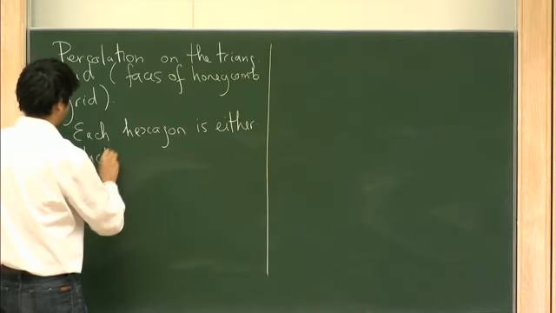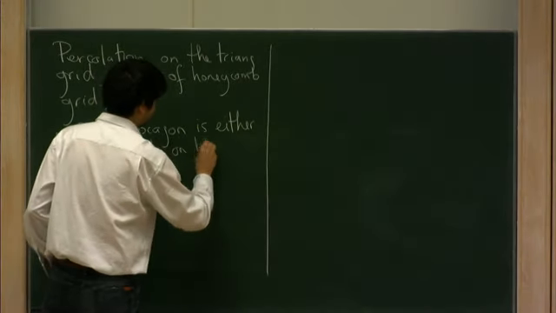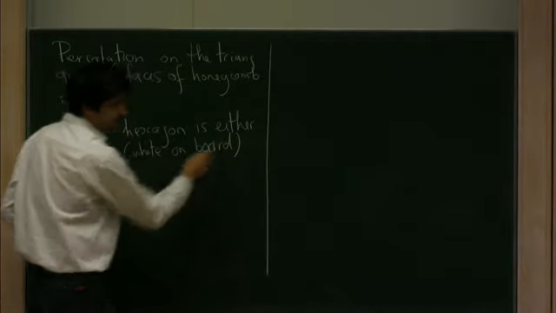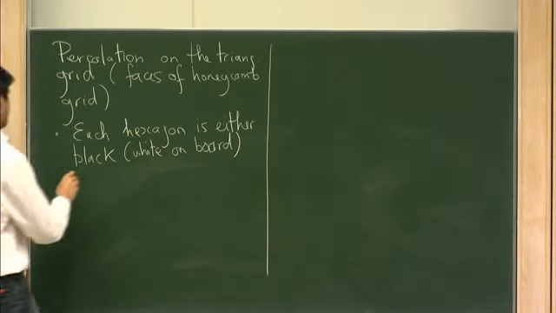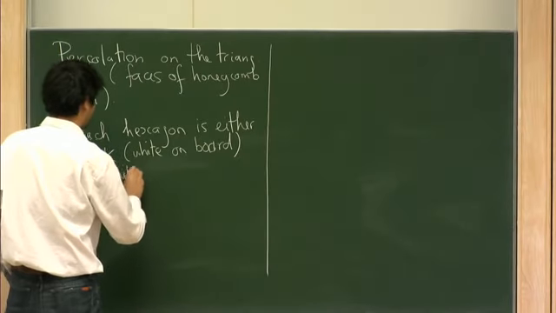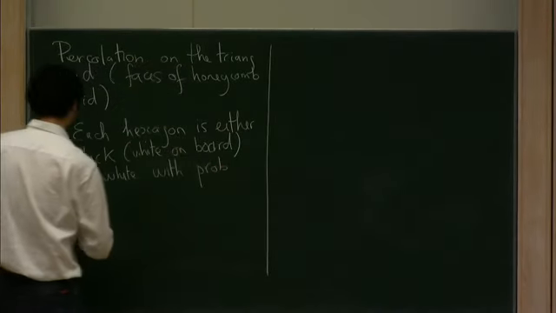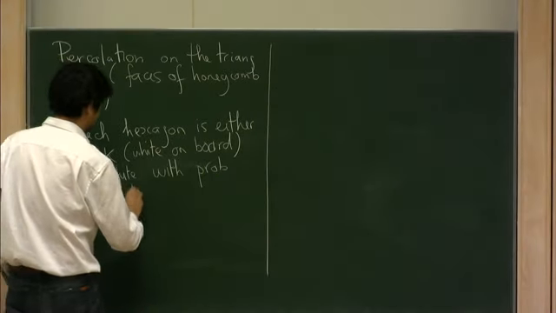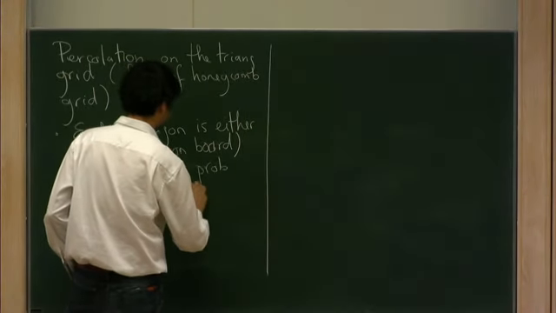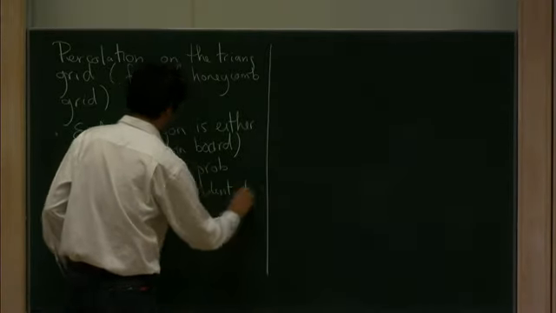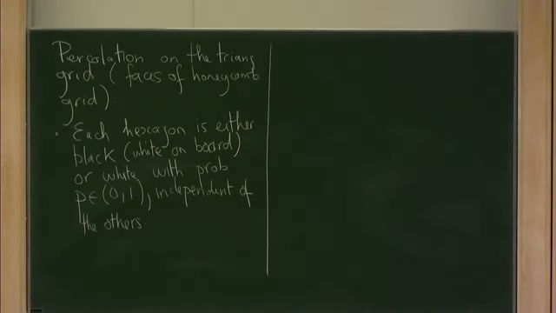black, which means white on the board. That's always a problem. Okay, so that's black. Or white, with probability p, a number you fix between 0 and 1, independent of the others. So it's a random coloring of the plane, if you wish.